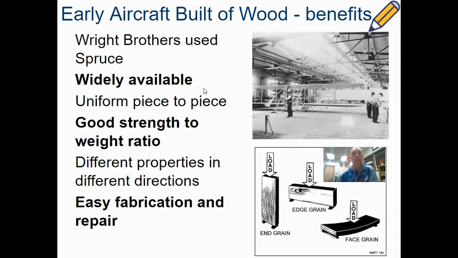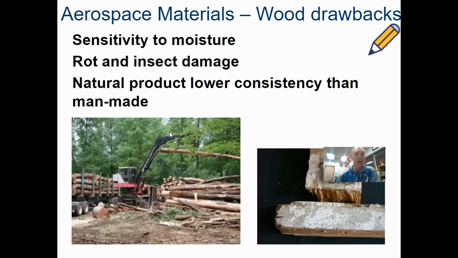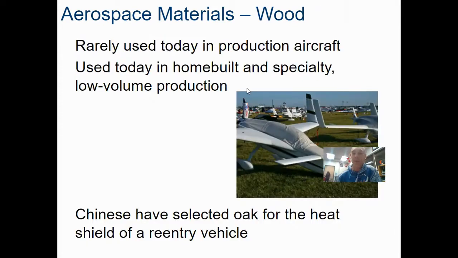First thing is we have this little pencil. So you're going to add this as wood. That's the material. It was originally used with the first aircraft because it was widely available. It has a good strength to weight ratio, and it's very easily fabricated and repaired. So these are some of the benefits. Drawbacks: it's sensitive to moisture. You can have insect and rot damage. And the natural product has a lot lower consistency than anything that's man-made, meaning you can have variations in the grain, so some pieces of wood can be stronger than others. It's not really used very much today. We're not writing this down. Just take note because there are a lot better materials out there.